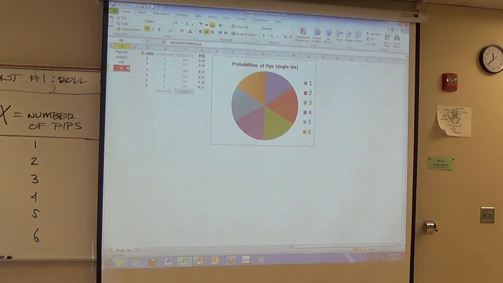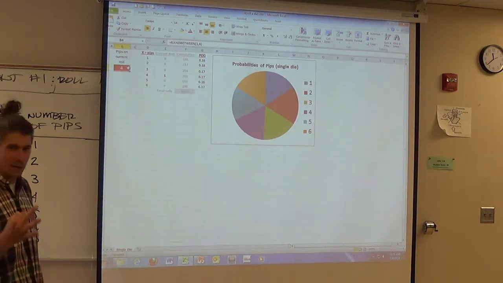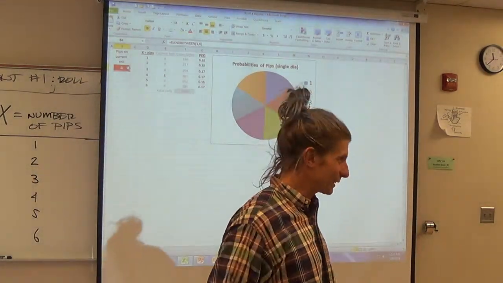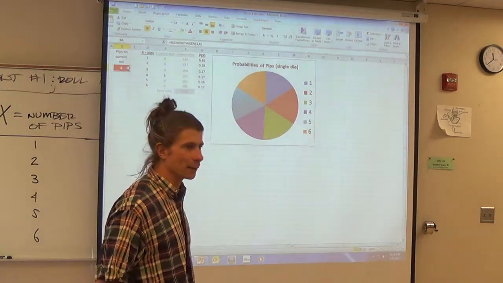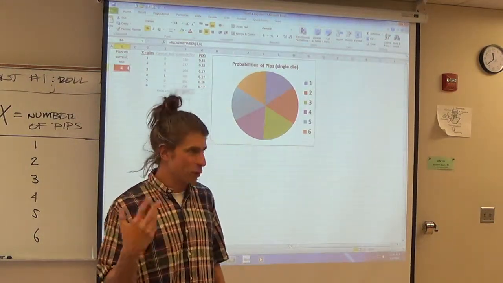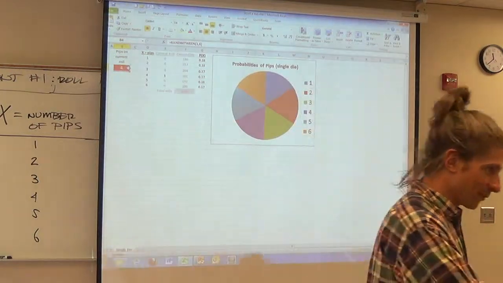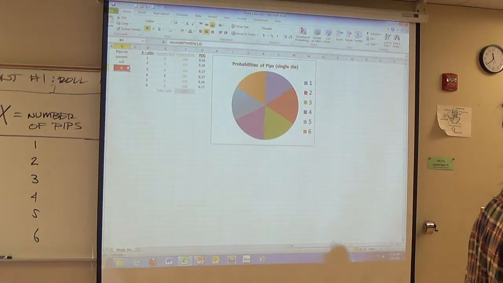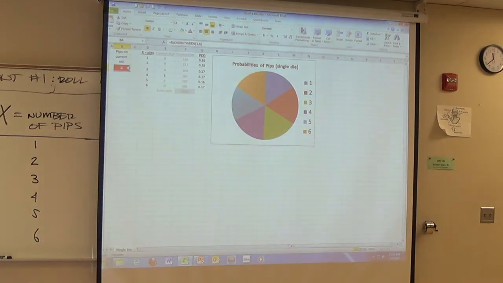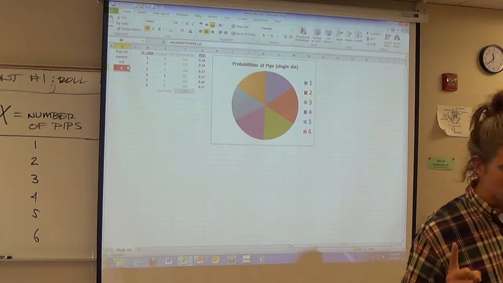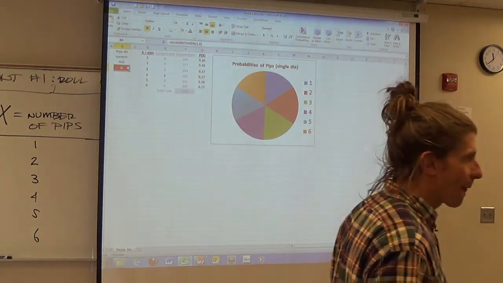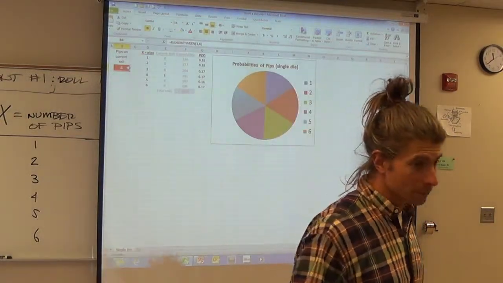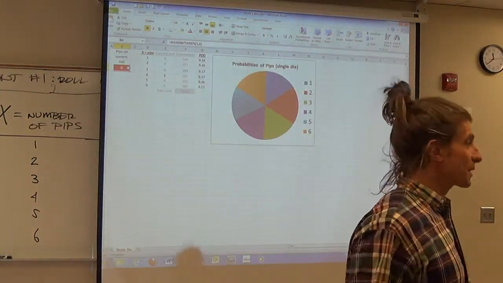Fair enough? Good. So what does a 1/6 probability mean? On average over time, expect 1 success out of 6 trials. What does a 1/5 probability mean? On average over time, expect 1 success out of 5 trials. What does a 0.14 probability mean? 14 out of 100. On average over time? Don't forget that. On average over time, 14 out of 100. Expect 14 successes out of 100.